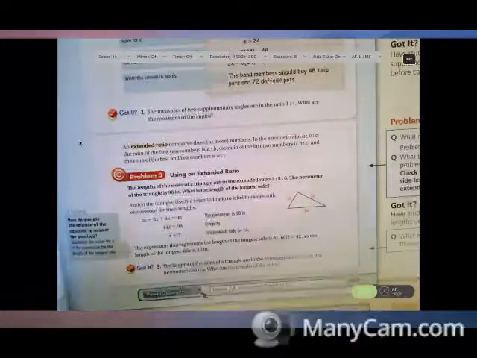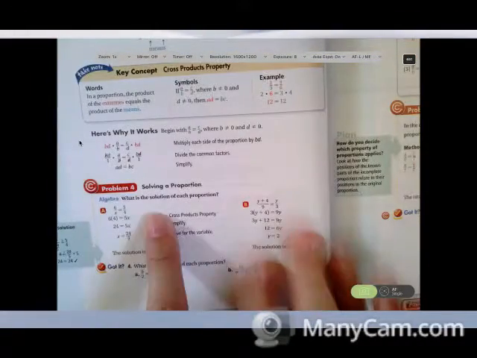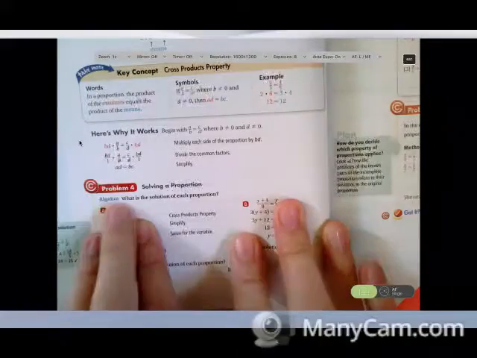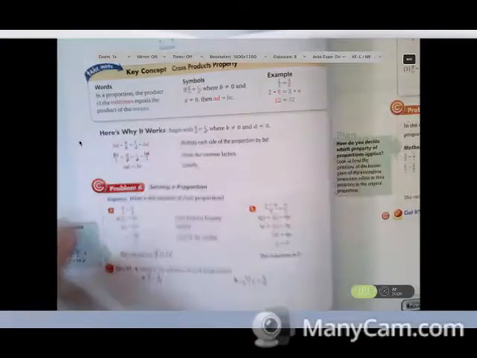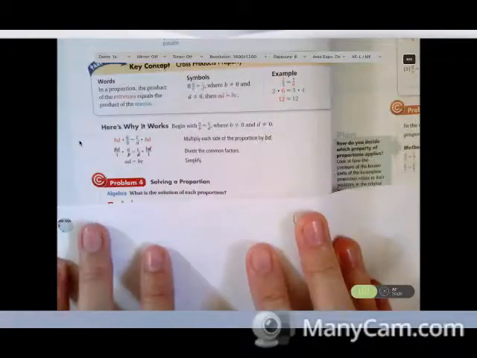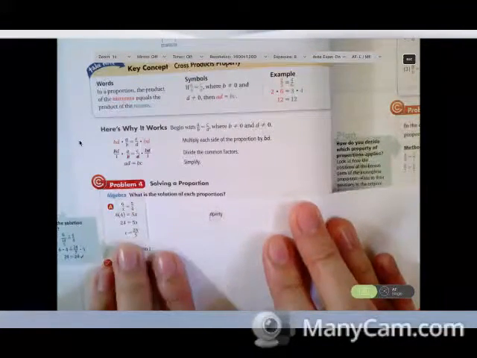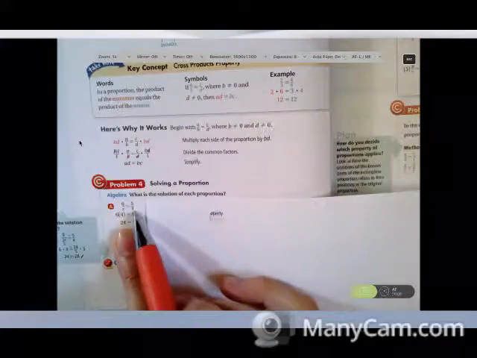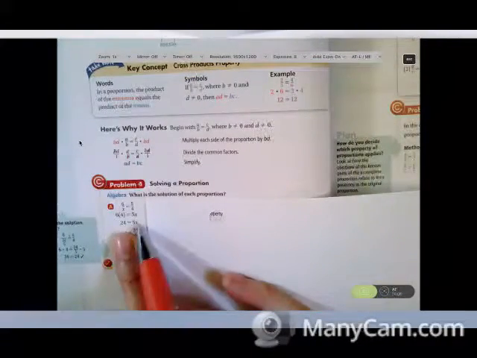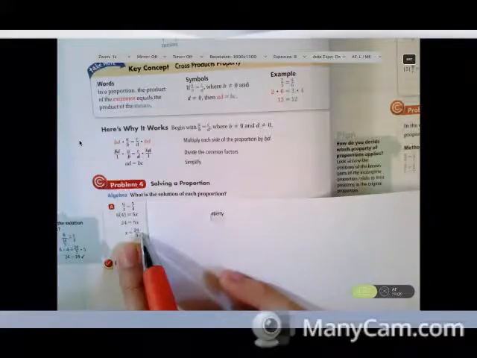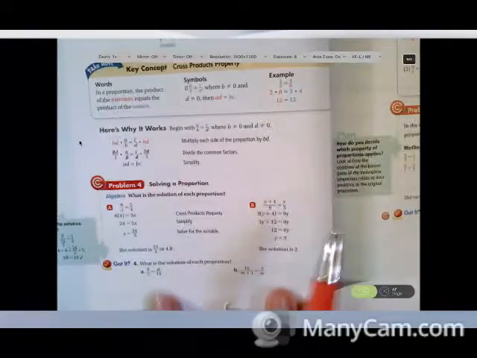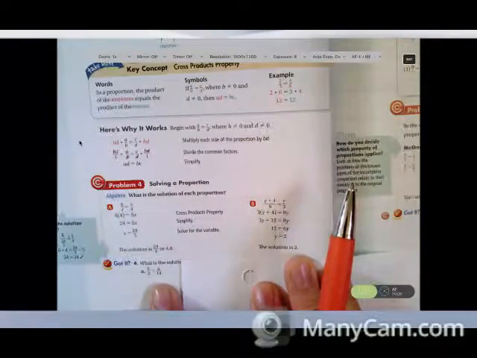Alright. Problem 4 asks, what is the solution to each proportion? So let's just look at letter A, solving 6 over x equals 5 over 4. Cross multiply. So that's 6 times 4 and 5x. So 24 equals 5x, and we solve for x. So try to get letter A.